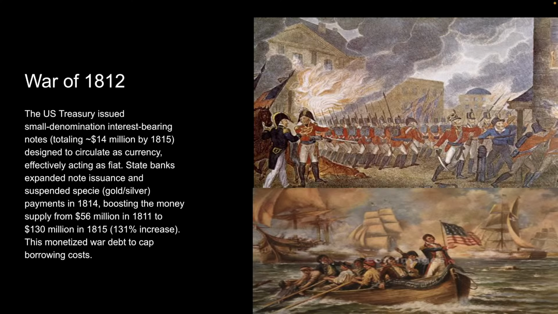State banks expanded note issuance and suspended gold/silver payment in 1814, boosting the money supply from 56 million in 1811 to 130 million in 1815, a 131% increase. This monetized war debt to cap borrowing costs.